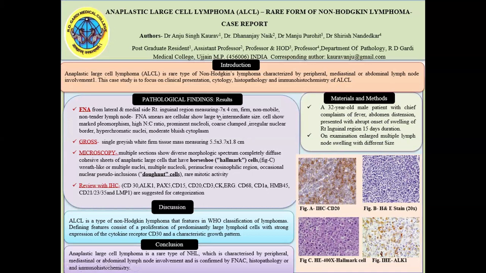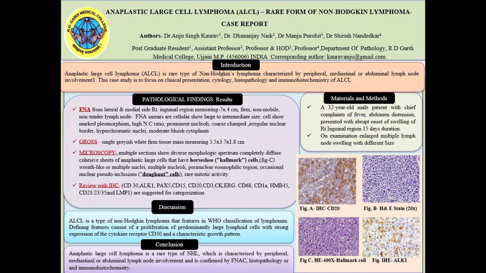Pathological finding in the FNA smear from the lateral and medial side of the right inguinal region: the lymph node measures 7 into 4 centimeters and is firm, non-mobile, non-tender. FNA smears are cellular, with large to intermediate cells showing marked pleomorphism, high N/C ratio, prominent nucleoli, coarse clumped irregular nuclear borders, hyperchromatic nuclei, and moderate bluish cytoplasm.